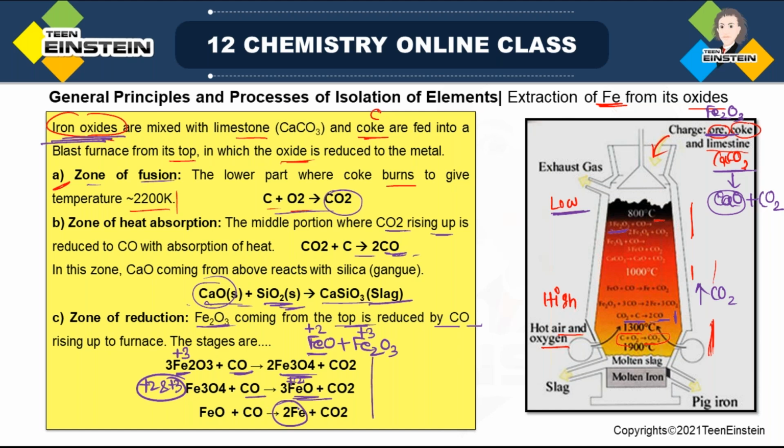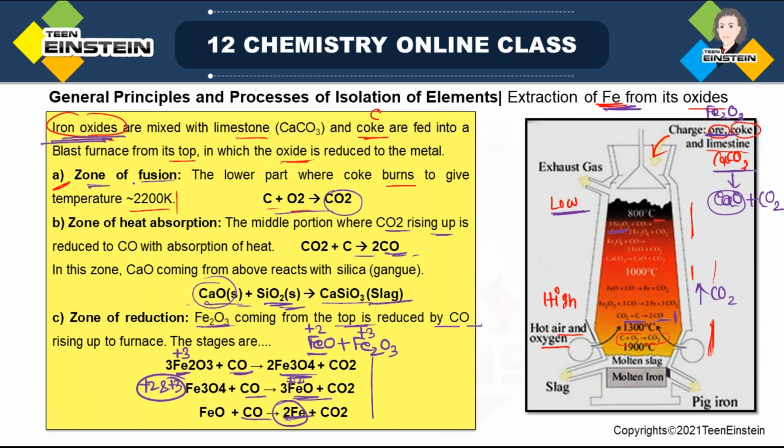So this ferrous oxide, that is the Fe2+ oxidation state oxide, is finally reacting with CO and ultimately we are getting iron. So this is the actual substance that we want to get, because it is the extraction of iron from its oxide. Okay, so these are the different steps.